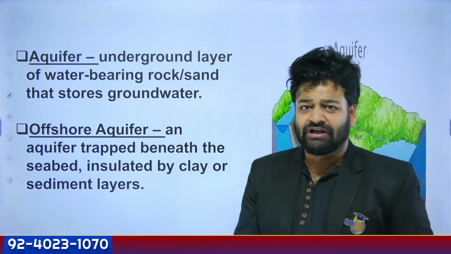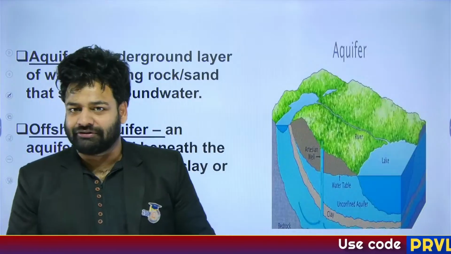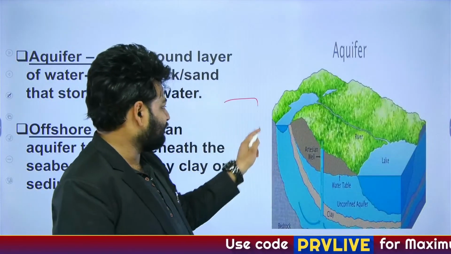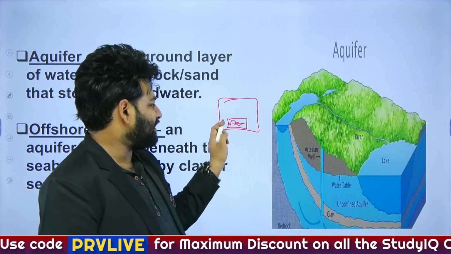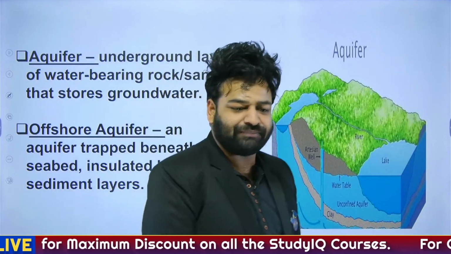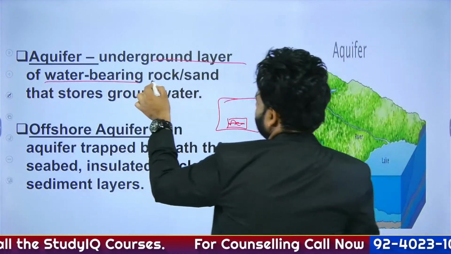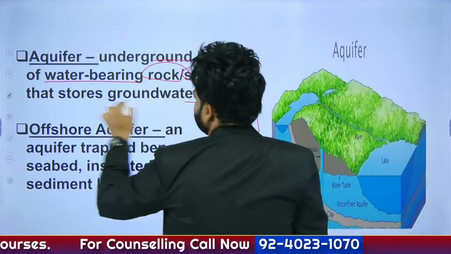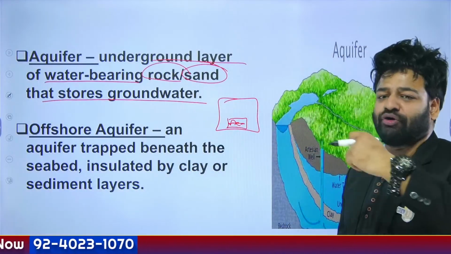So here we go with the basic definition. What is an aquifer? Just like a hidden water tank within a water tank. This is a water tank and this is a hidden water tank that is known as the aquifer. Aquifer: an underground layer of water-bearing rock or sand that stores the groundwater. And what is an offshore aquifer?